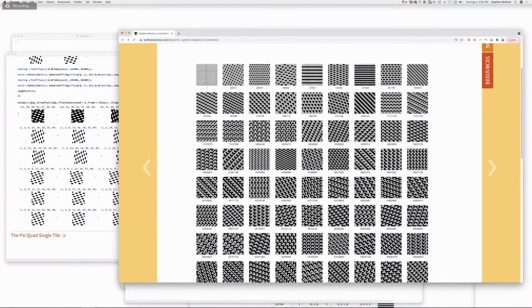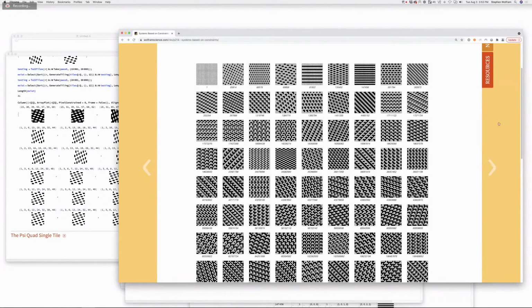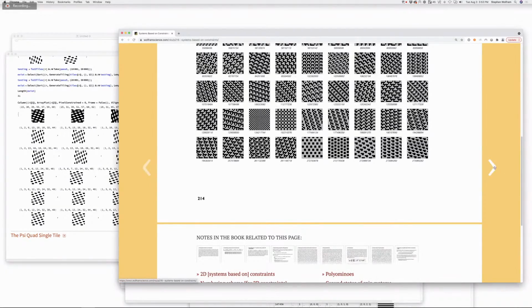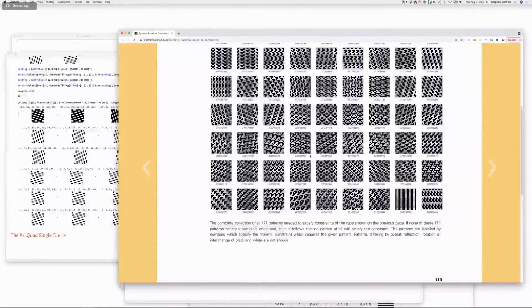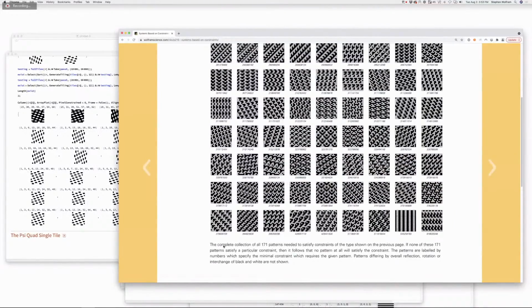No, I mean, these are all distinct tilings, right? I mean, there's that creature there. And that, I think I say in the caption what was done there. I mean, we can also look at these, they look appreciably distinct. Look, it's very clear what it says. If none of these 171 patterns satisfy the constraint, then it follows that no pattern will satisfy the constraint. Okay.